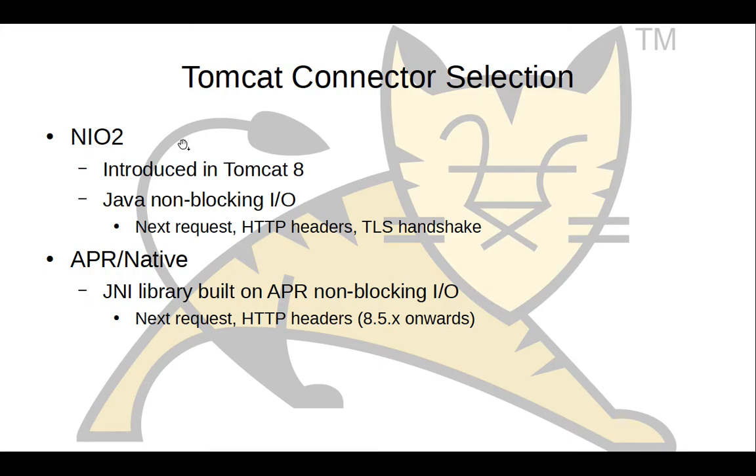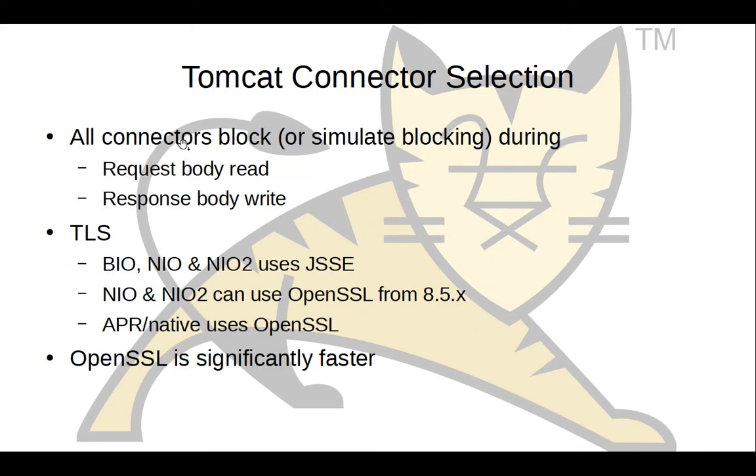Now for TLS, BIO, NIO and NIO2 can use JSSE. As Remy was talking about, from 8.5 onwards, NIO and NIO2 can use OpenSSL. APR native will always use OpenSSL. Even if you use the JSSE style configuration, it will use OpenSSL to do the encryption. And the big lesson from all of that is OpenSSL is significantly faster.